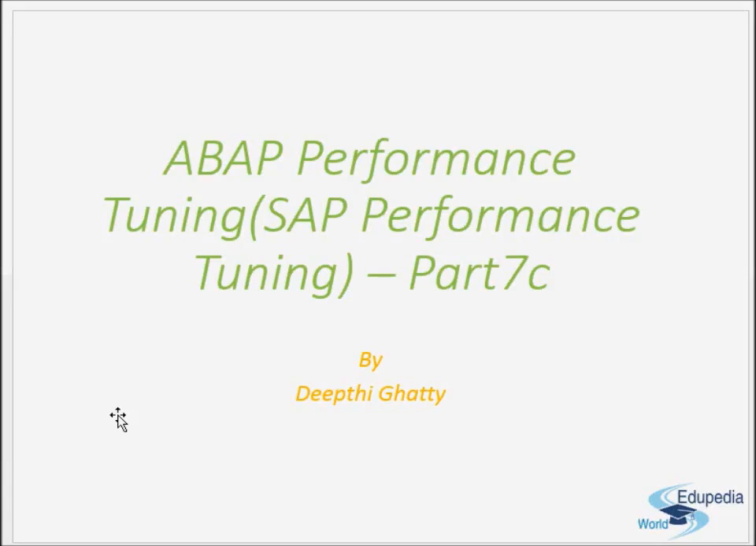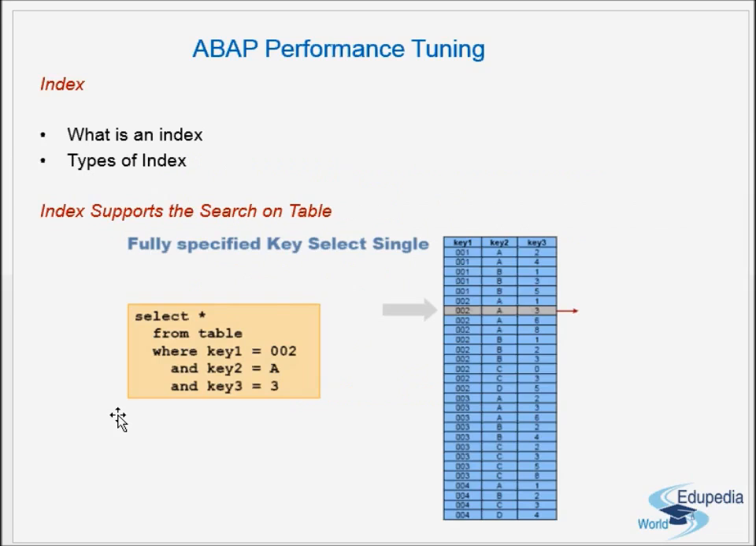This is the third part of the ABAP performance tuning video, part 7C. We will learn about indexes and their usage. What is an index and what are the types of indexes we have? An index supports the search on the table. Using an index, we can search the table quickly.